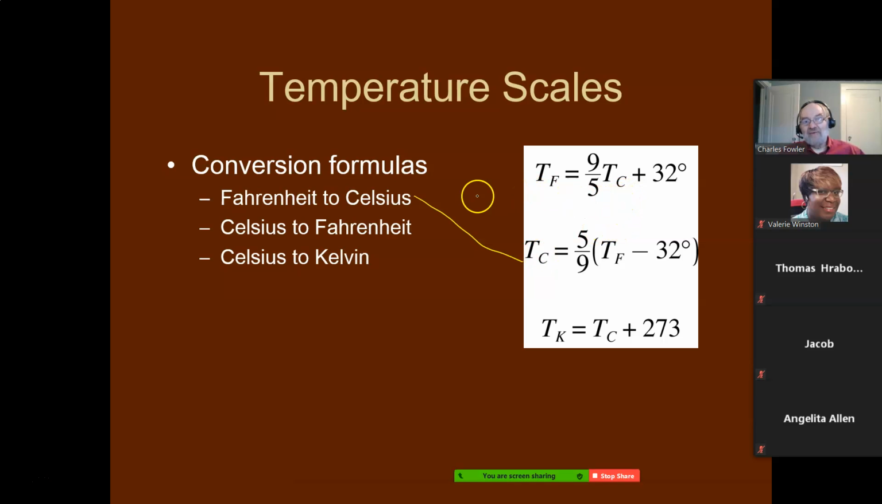Now Celsius to Fahrenheit, that's this one. Oops, I didn't change back to yellow. It would be 9 degrees Fahrenheit to every 5 degrees Celsius. So you want your degrees Celsius on top here so they can cancel out, leaving you degrees Fahrenheit. And you also have to add to that 32 degrees Fahrenheit to get what your temperature scale is there.